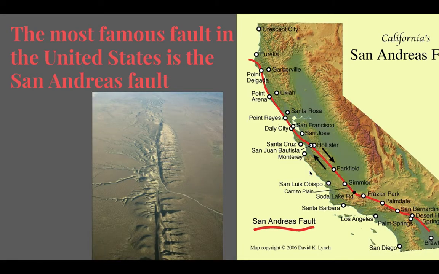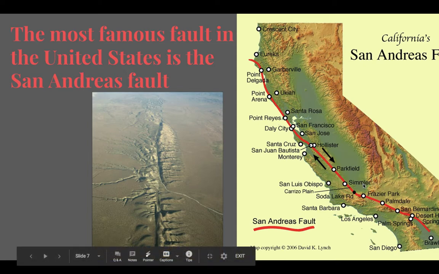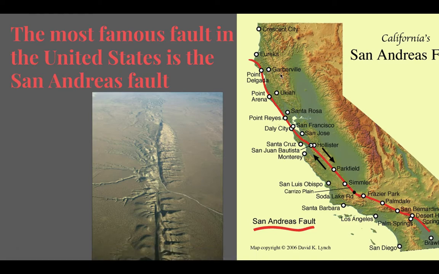So the most famous fault in the United States is the San Andreas Fault. You need to know that, the San Andreas Fault. This is a very long fault. So if you look over here at California, this fault runs all the way up. But all throughout here are little faults. There's little faults, little faults. So they have earthquakes constantly.